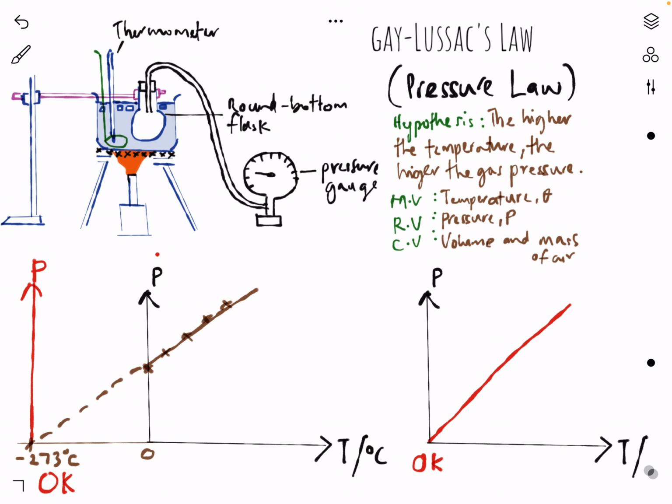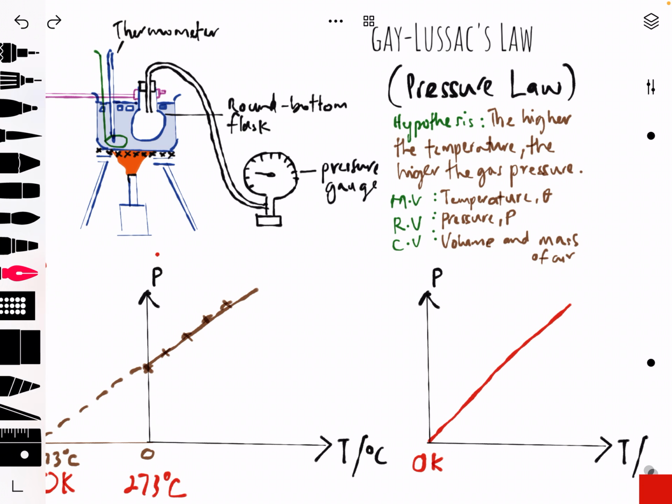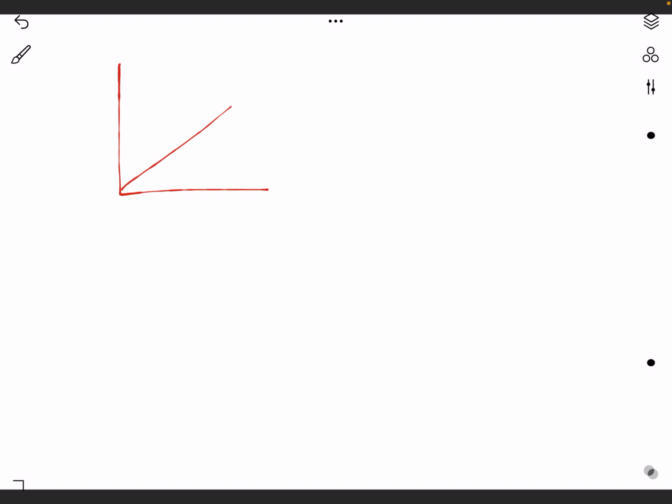So what is the temperature in unit Kelvin at 0 degrees Celsius? It should be 273 Kelvin. Now when we have this graph, we can make a relationship for this graph. So I'm going to draw it here. Here's the graph that we have just now. This is the pressure and this is the temperature in Kelvin, and it starts from 0.